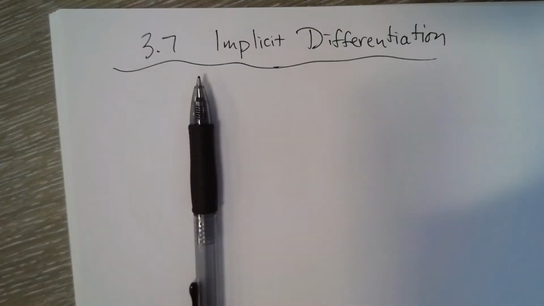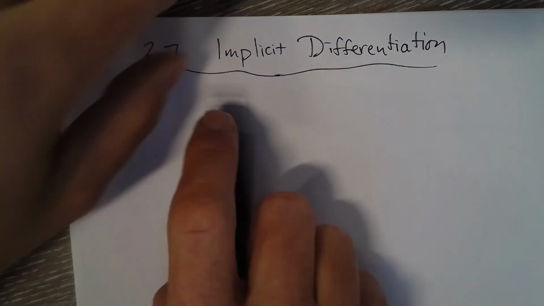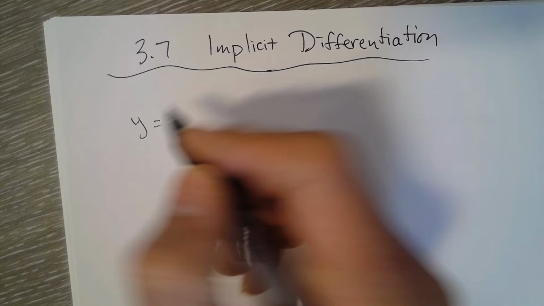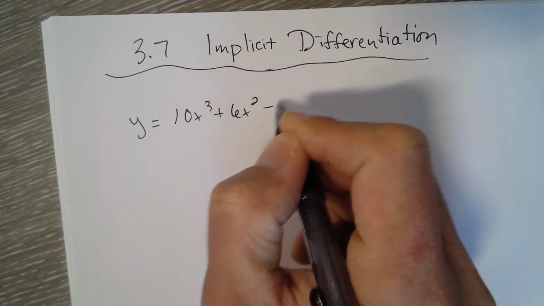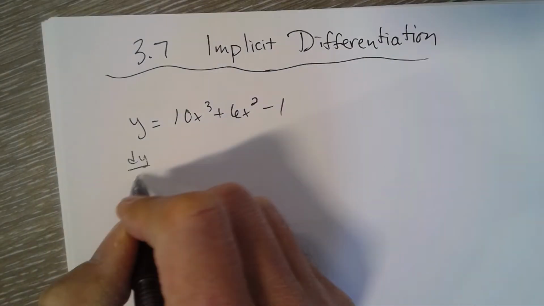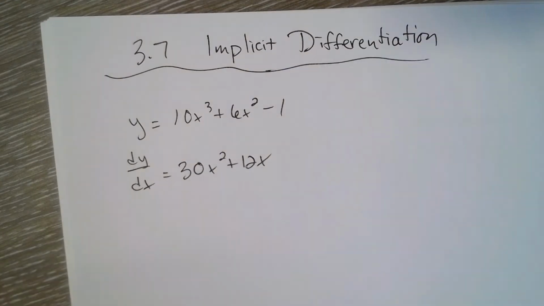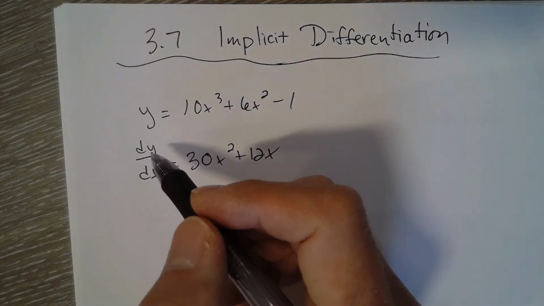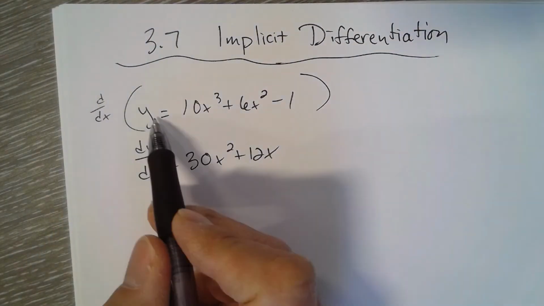3.7, implicit differentiation. It's basically the chain rule that we've been talking about. So if I had y equals 10x cubed plus 6x squared minus 1, then dy dx is 30x squared plus 12x. Nothing new there. But notice on the left side, I'm finding the derivative with respect to x. On the left side, it is dy dx.